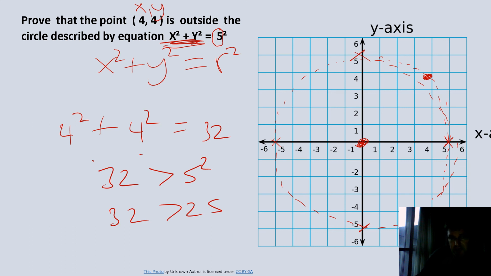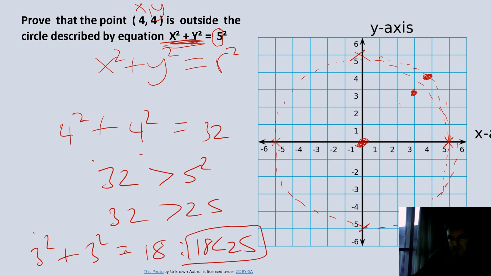Just like if you were to take a point like, let's say 3, 3. Let's try 3, 3. If we do 3 squared plus 3 squared, that's 9 plus 9 is 18. Well, we see here 18 is less than 25, is, if you like, numerical proof as well as graphical proof that the point 3, 3 is definitely inside the circle.